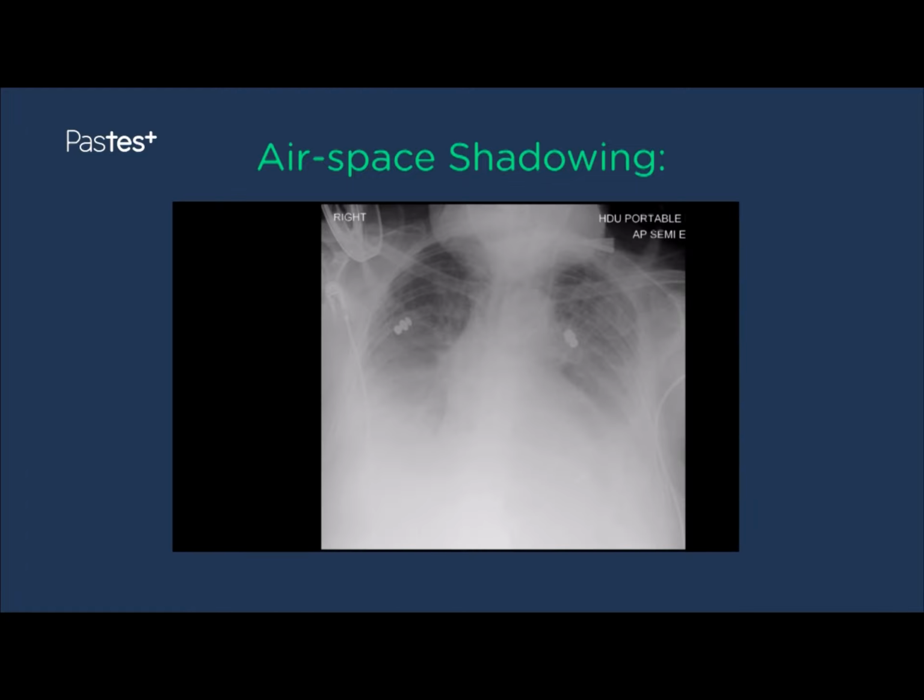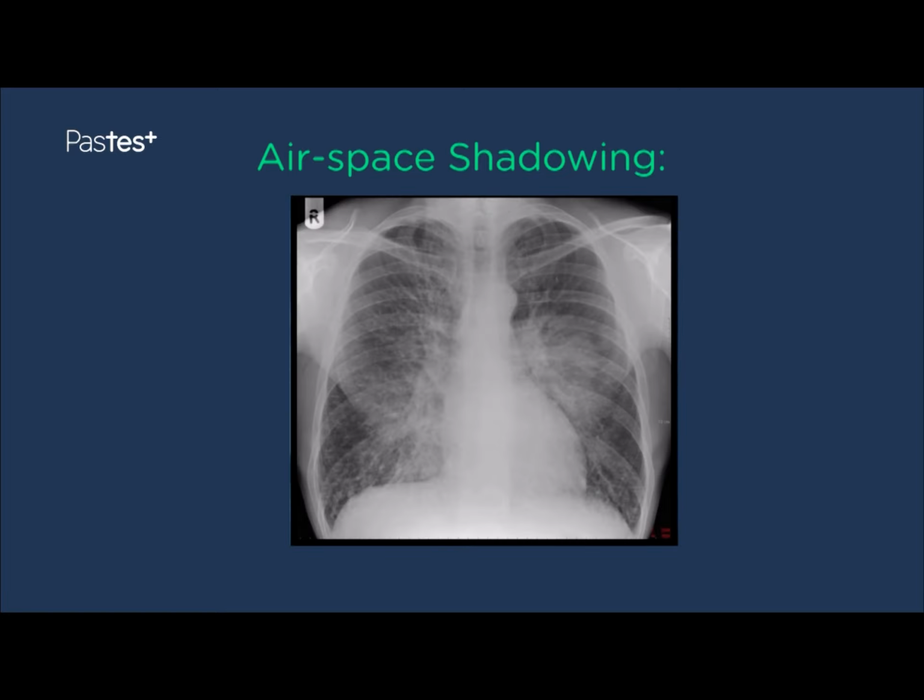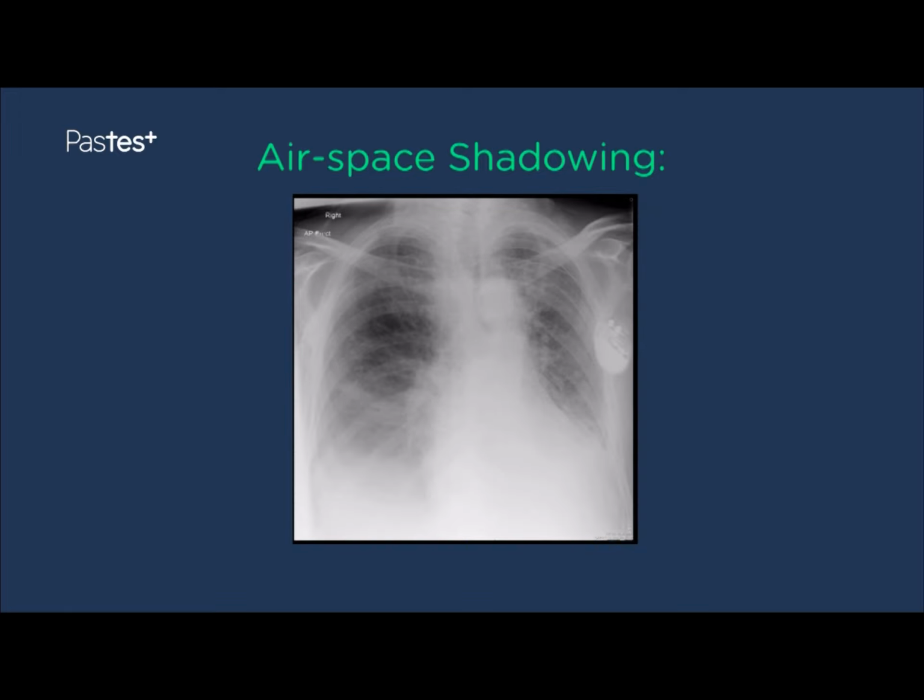This is another example of airspace shadowing. We can see here that there's loss of both hemidiaphragms, suggesting bilateral pleural effusions. There's upper lobe venous diversion, and there's sparing of the apices, so this is another case of left ventricular failure. Here we can see a chest X-ray where the airspace consolidation is in a perihilar distribution, so again, this is most likely to be fluid overload or left ventricular failure. Here's another example of left ventricular failure with loss of both hemidiaphragms and airspace consolidation in the lower zones.